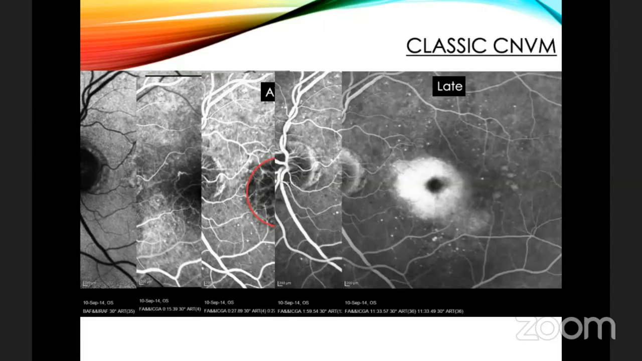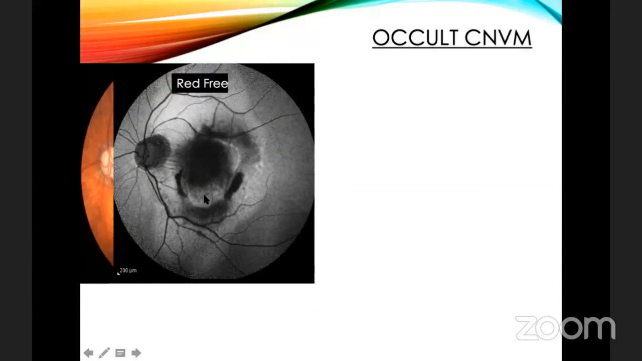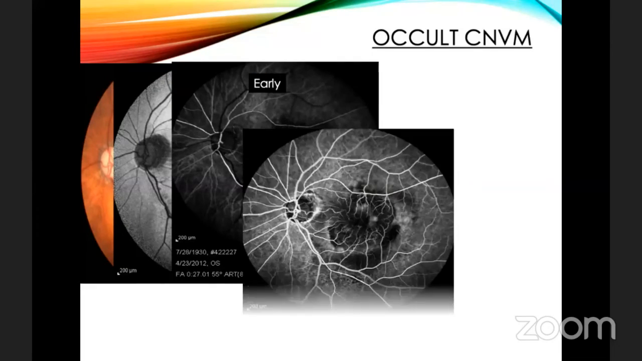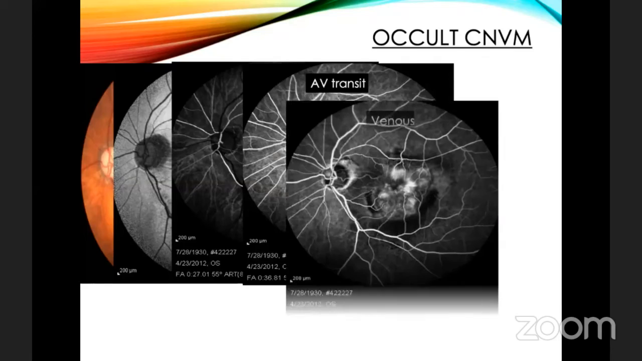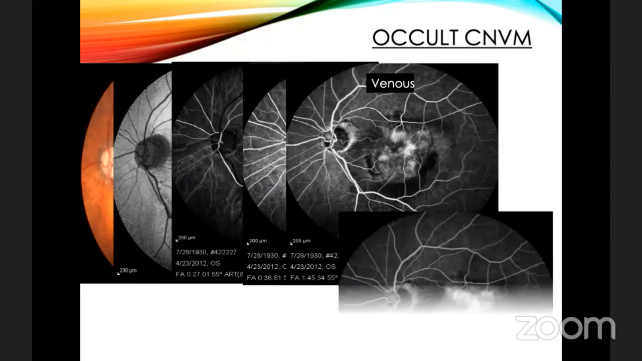This is classical CNVM. Coming to this fundus photograph, we see exudation along with hemorrhage and intraretinal fluid. And we see that there is no hyperfluorescence in the early phases, but it is increasing as we proceed in the phases of the angiogram. So this is a classic case.